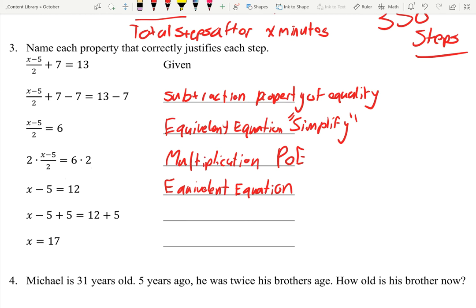On the next to last step, you can see they would get rid of the minus 5. They would add 5 to both sides. And that's exactly what they've done here. They got plus 5 and plus 5 on both sides of that equation. So guess what? They're adding on both sides. You know what we're going to call that? The addition property of equality, because they're adding on both sides. And then I guess the last step, all they really did was simplify again. So you could probably say equivalent equation.